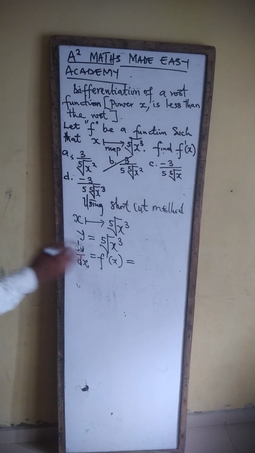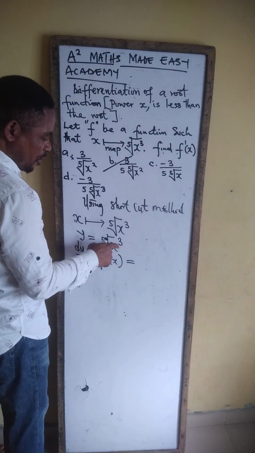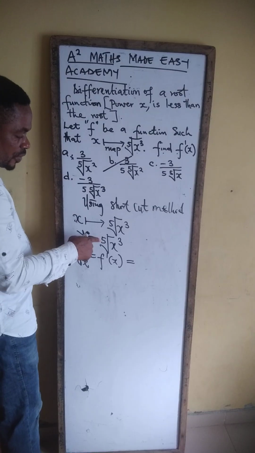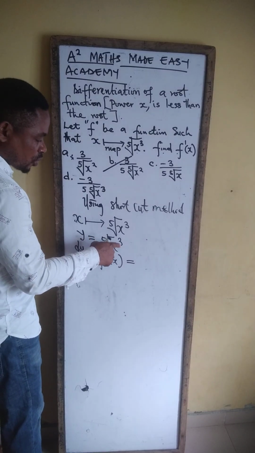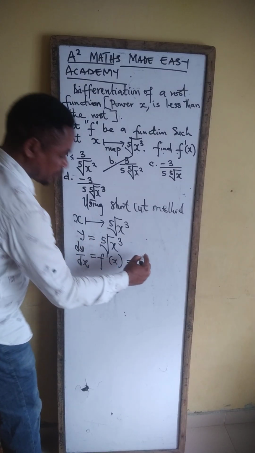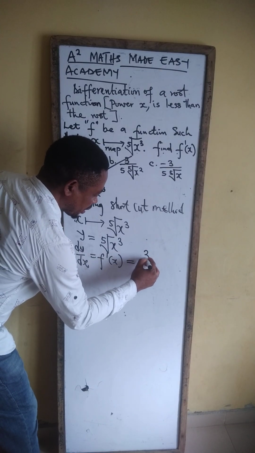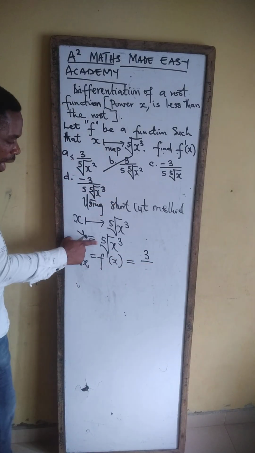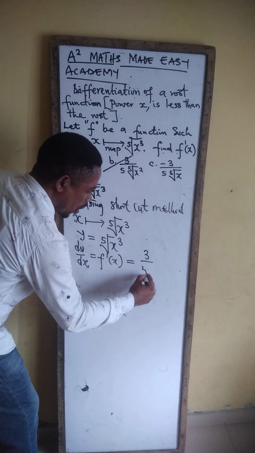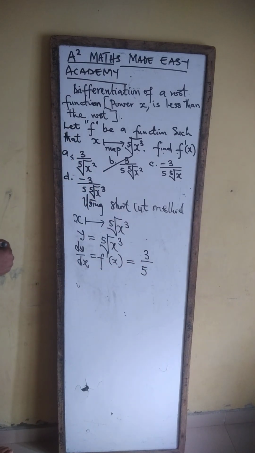How do we do it? Now listen, very simple. Now this power is less than the root. Are you with me now? The law is that you must always consider the powers of x first. What's the power of x? It is 3. Then over. The root will appear at the denominator like this. So it becomes 3 all over what? 5. Are you with me now?